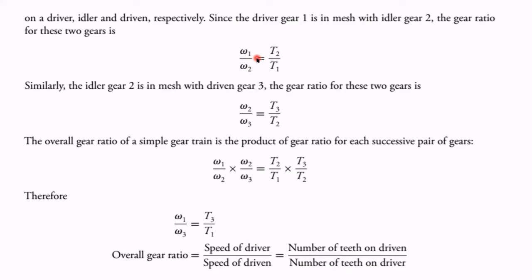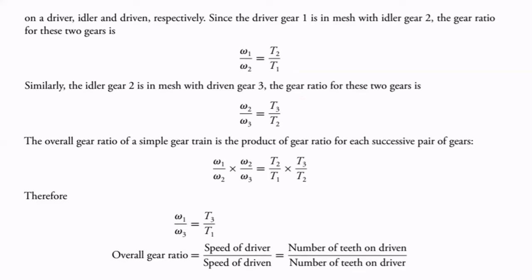See this. Omega 1 and omega 2 are the angular velocities of gear 1 and gear 2, and T2 and T1 are the teeth on the driven and driver gears. Based on this, we can find the gear ratio. The gear ratio is very important in gear trains because we need a higher gear ratio for better transmission of power from one gear to another gear.